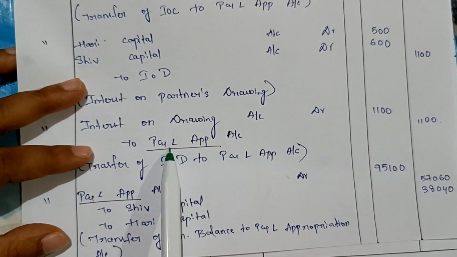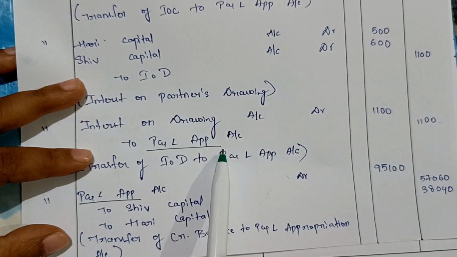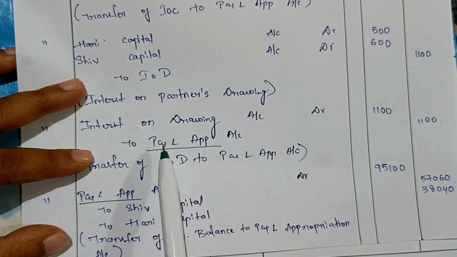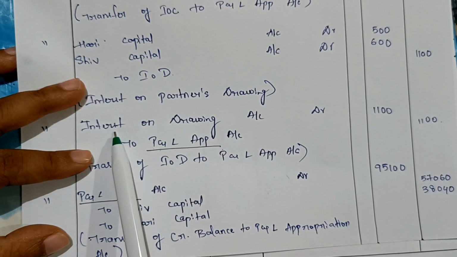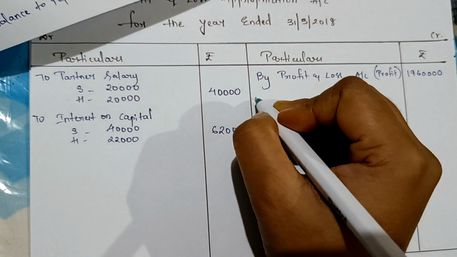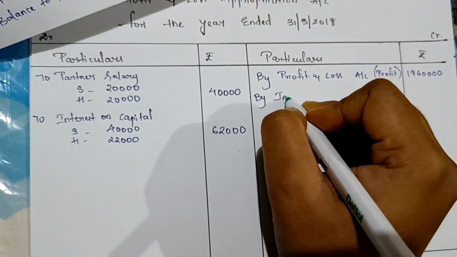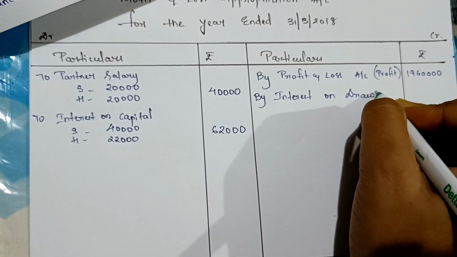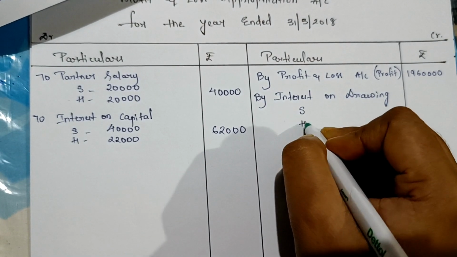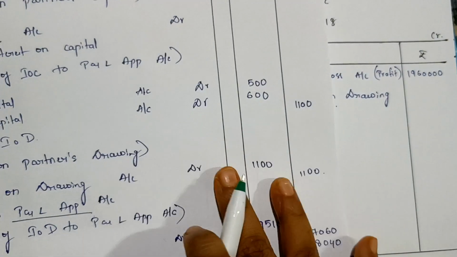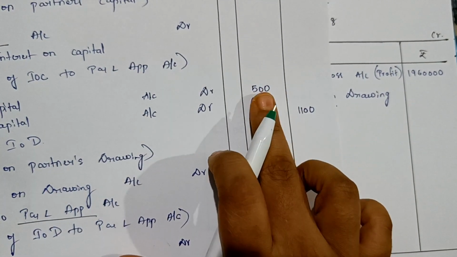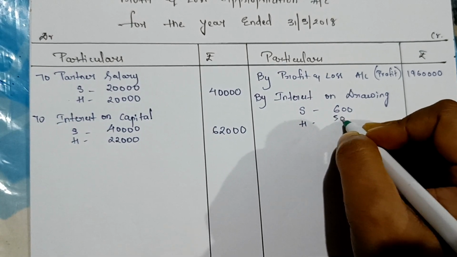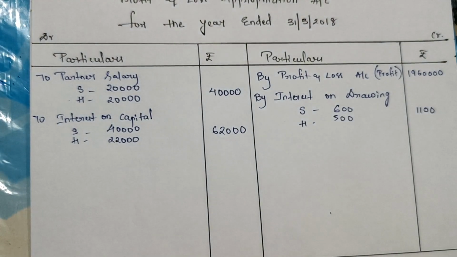Next is here for the drawings, interest on drawings to profit and loss appropriation account. Here on the To side it is written profit and loss appropriation account, so we are going to credit it, means By side. By interest on drawings, Shiv and Hari. Shiv 600, Hari 500. So 600 and 500, total 1100.